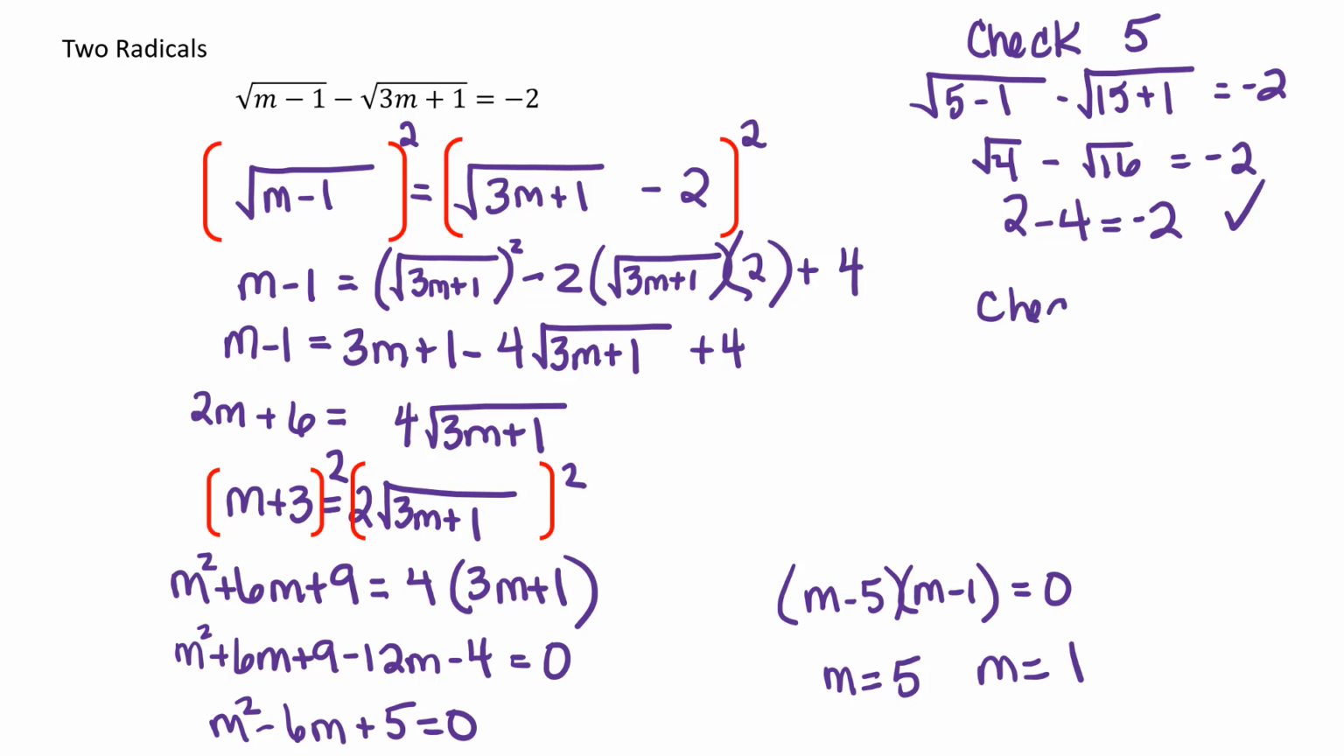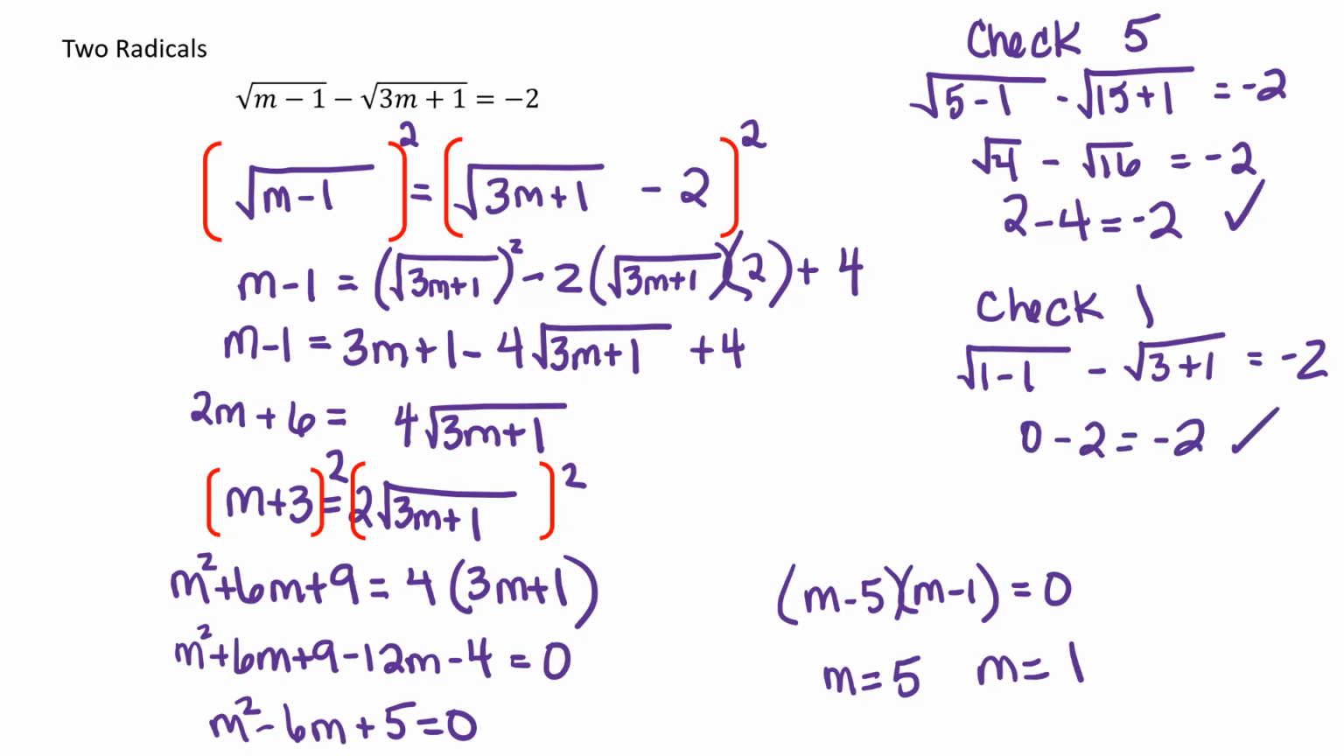If you try 1 for m, you're going to have the square root of 1 minus 1, minus the square root of 3 times 1 plus 1, and that's supposed to equal negative 2. And so you've got 0 minus 2 is negative 2. That is true. So both solutions, in this case, both work. So that would be your solution set.